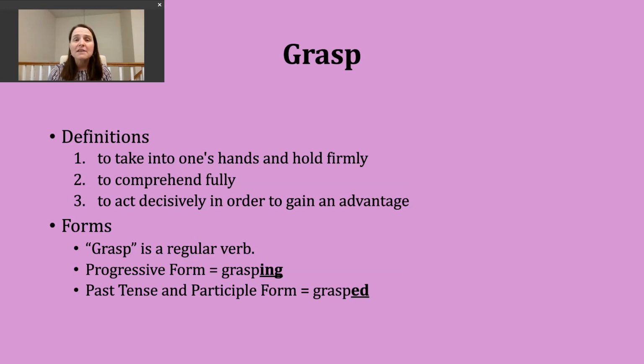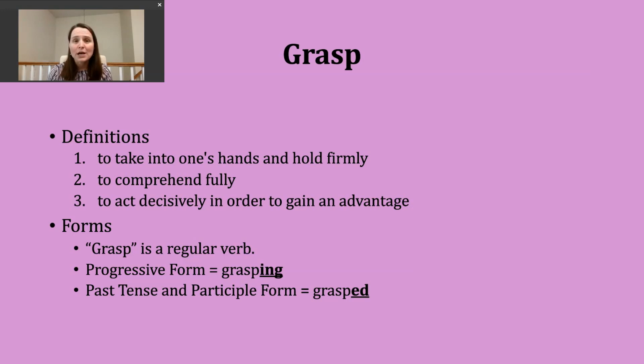A second way you might hear grasp used is to mean to comprehend fully. So, with this second definition, it very much ties to the verb understand. So, here we're really looking for a deep understanding of something. A third way you might hear grasp used is to mean to act decisively in order to gain an advantage. The first two definitions here are more commonly used, and so most of my examples will tie to one of those two.